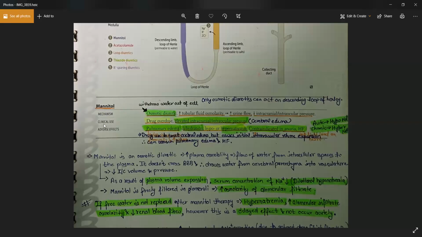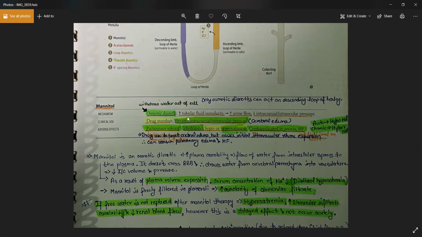But please note, because it is causing an increase in intravascular volume, the volume in the arteries and the veins in the lungs will be increased also, right? So because of that, the patient can get pulmonary edema as a side effect.